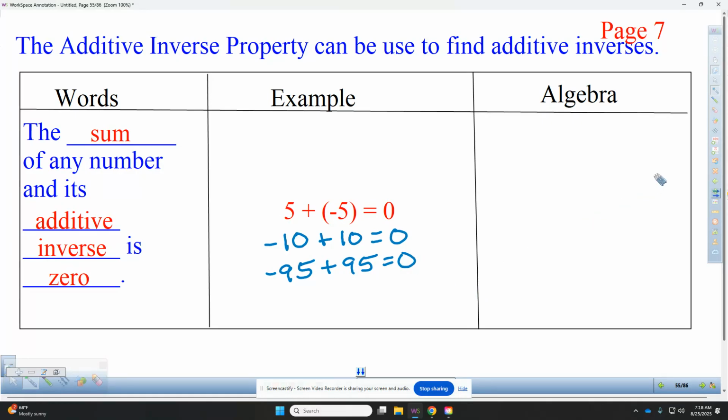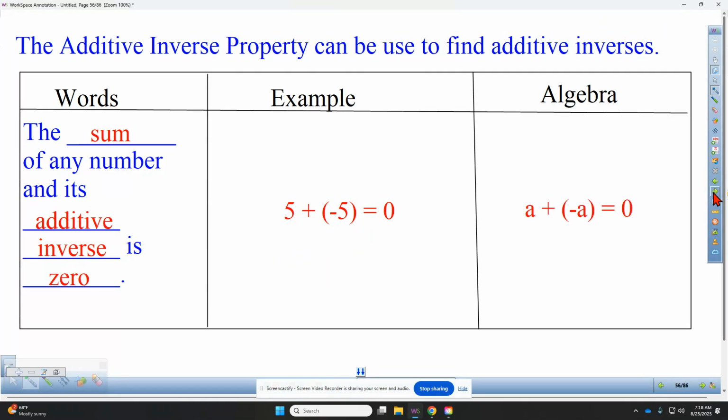Okay, so those are some number examples. If we're talking about algebra examples, it might look something like a plus negative a equals 0. So pick a letter. Maybe we can do D. D plus what would equal 0? Well, we could say D plus negative D equals 0. Can you come up with one on your own? Please write it down. Pause the video, write it down.